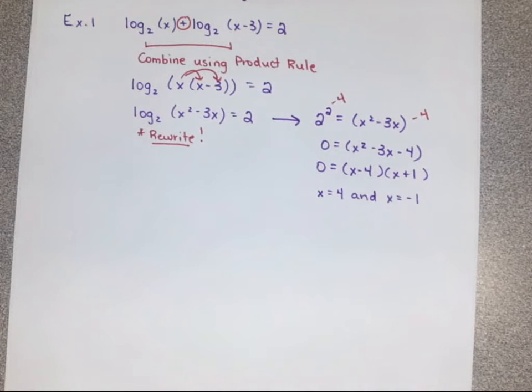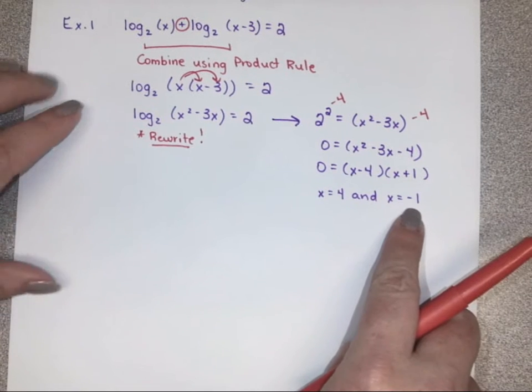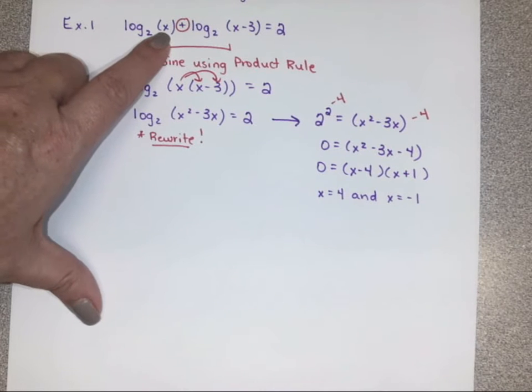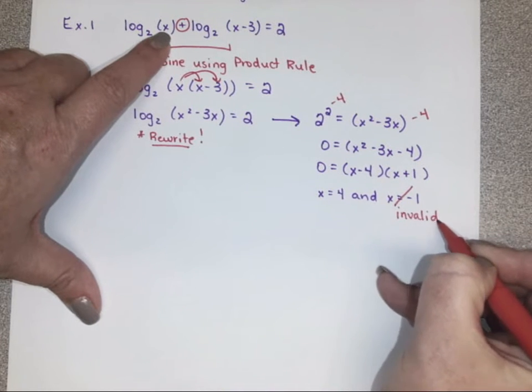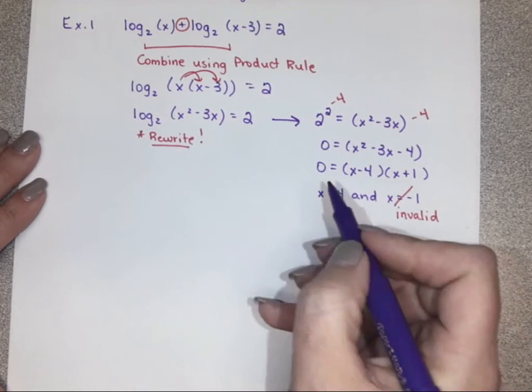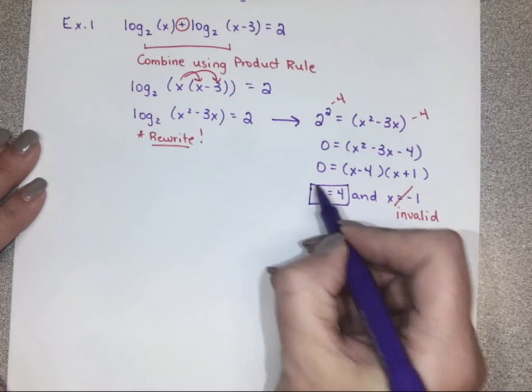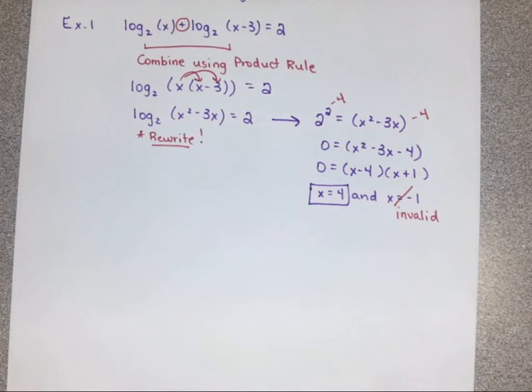So what kind of things can we not take logs of? Can't take logs of negatives. We also can't take logs of 0, just FYI. But notice if we try to plug this back in to check, we're going to be taking the log of a negative, so this is invalid. Remember, you actually need to physically plug it back in before you decide if it's valid or not. And so in this case, we only get one answer.